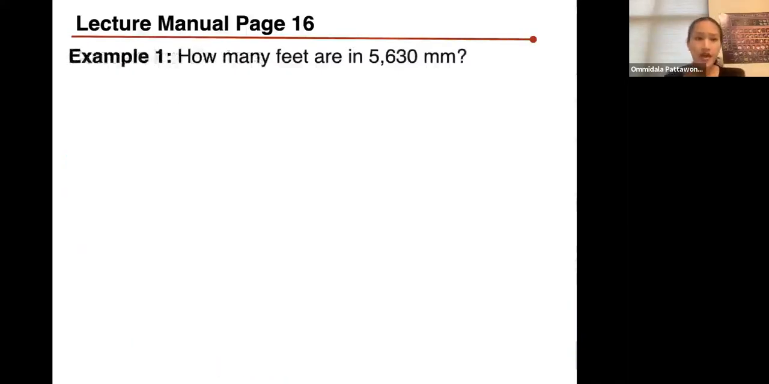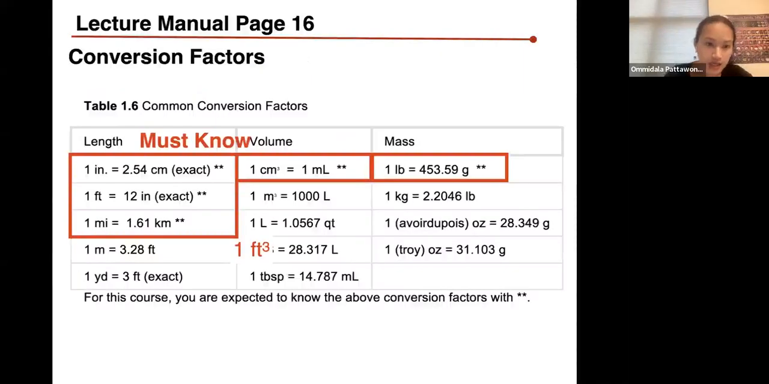All right, let's put this together as an example. So let's take a look at example 1. Example 1 asks you to convert from millimeter to feet. You probably notice that this is an English unit, and this is the metric unit, right? Because it involves the meter. So in this case, you're probably going to use the table that we saw earlier.